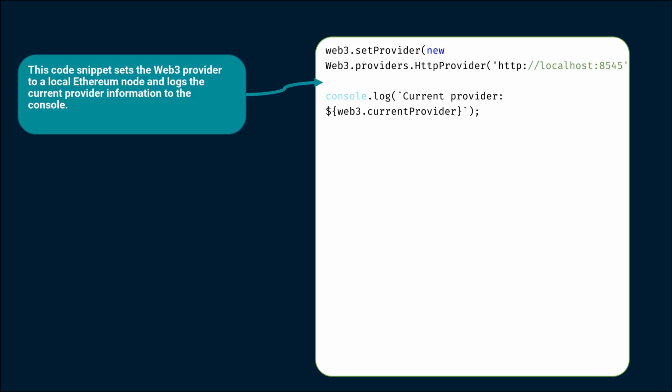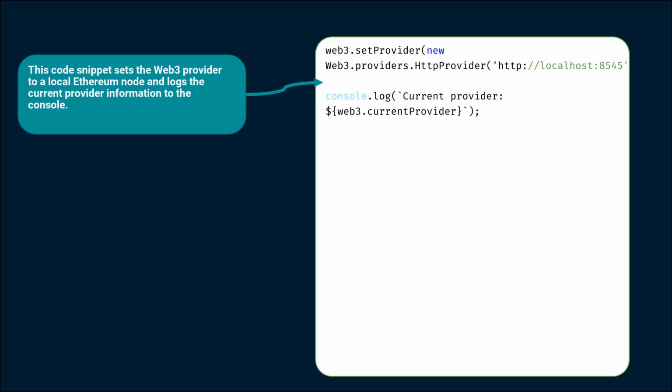First, we set the provider using the setProvider method, which allows our Web3 instance to specify which Ethereum node it should connect to. In this case, we are connecting to a local node running on port 8545. Having a proper provider set is crucial, as it directs where transaction requests and state queries are sent.